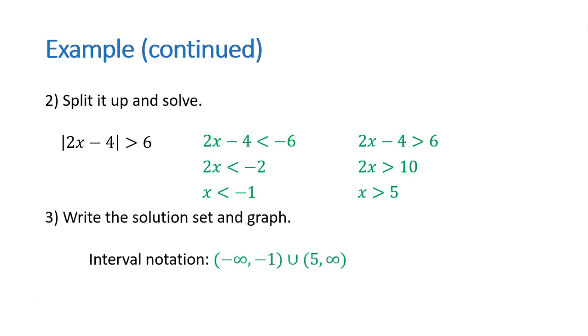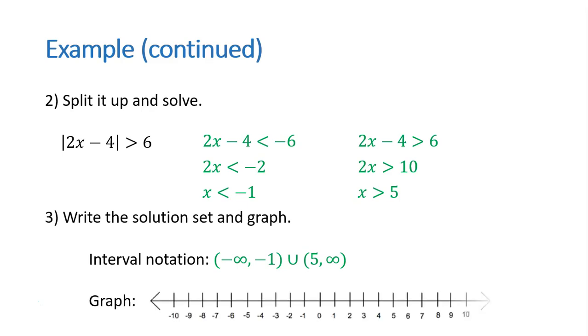So translated into interval notation, we have everything less than negative 1, but strictly less than negative 1, which means we use parentheses instead of brackets. Then we also have everything greater than 5, so everything from 5 to infinity, again with parentheses. On our graph, we have the interval from negative infinity to negative 1, in other words, the left-hand tail of our number line, and then everything from 5 to infinity, the right tail of our number line, using parentheses.